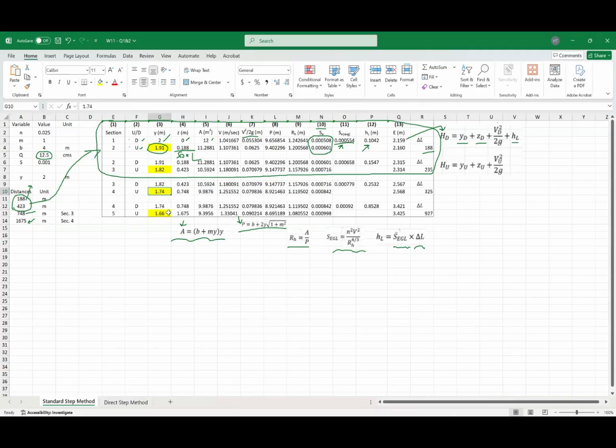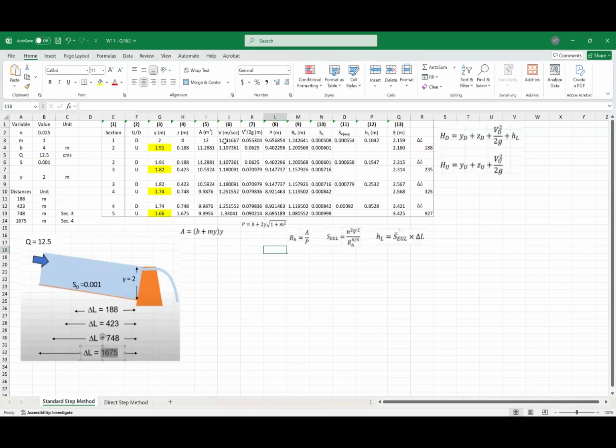Similarly, we are gonna repeat this calculation. So this time we are using this as downstream, and we need to find the upstream, which will be the water depth at this elevation. So it is 1.66. So let's continue with this shape.